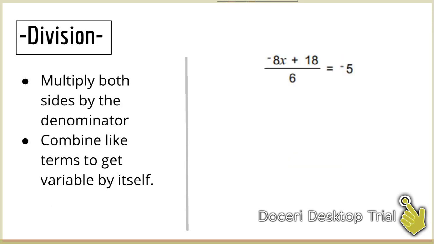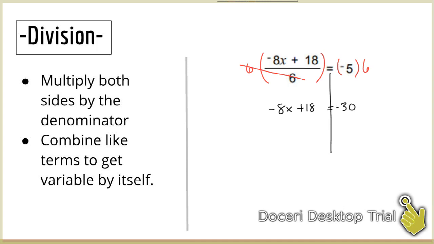So let's talk about what we do with division. We have negative 8x plus 18, all divided by 6 here, and that's supposed to equal negative 5. Our first step tells us we're going to multiply both sides by the denominator, then we're going to combine like terms. Our denominator is 6, so we're going to multiply both sides by 6. When we multiply on the left, we're really not multiplying the numerators, we're just canceling out our denominator, which leaves us dropping everything down with negative 8x plus 18. On the right side, we actually do multiply, which gives us a negative 30. And then from here, we would just combine like terms.